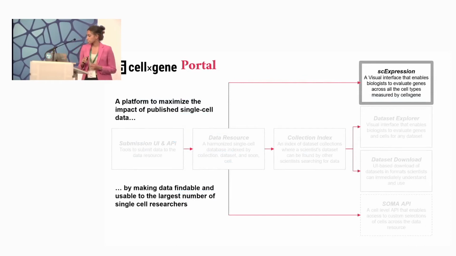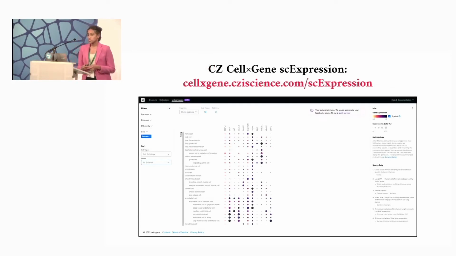And then I'm going to briefly talk about our two visualization tools. The first one is SC Expression. SC Expression is built on the 24 million primary cells that we have in our data resource, and it enables you to explore and compare gene expression across cell types and tissues.